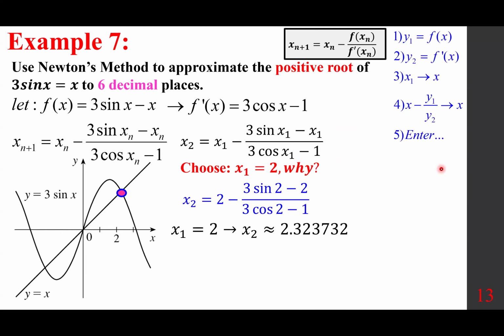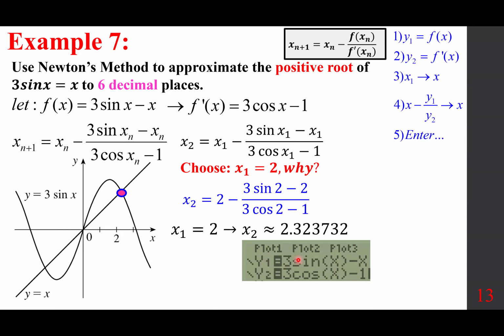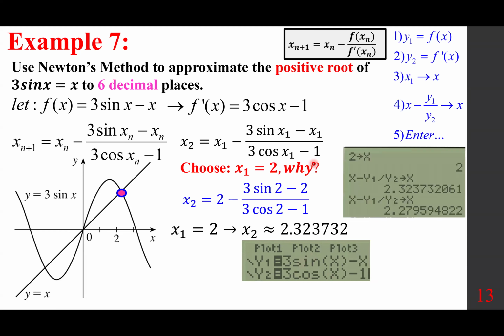So we're going to put y1 equals f of x and y2 equals f prime. So y1 is 3 sine x minus x, and y2 is 3 cosine x minus 1. Then we're going to store the first number 2 into x, and then x minus y1 over y2 into x, and get those numbers.